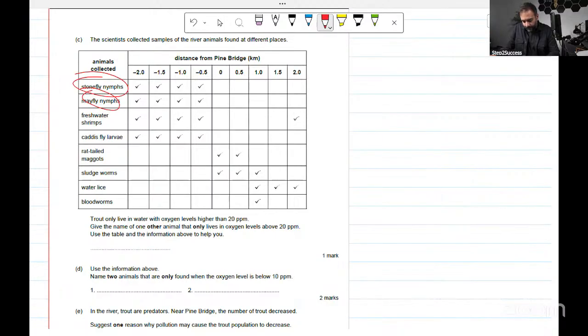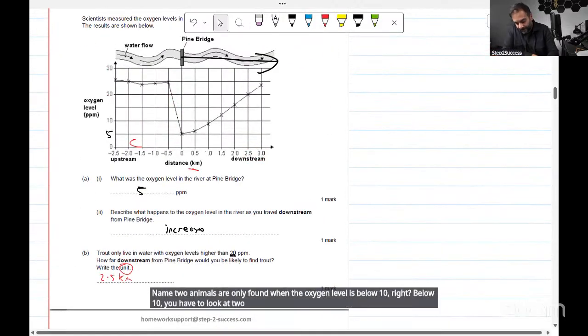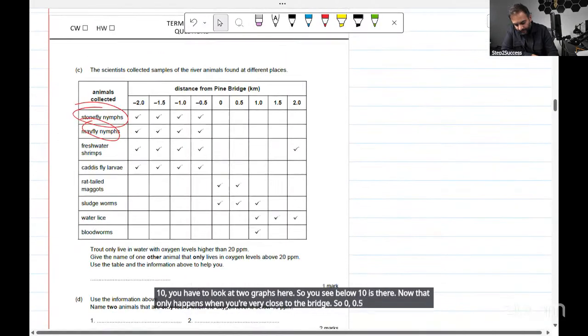Name two animals that are only found when the oxygen level is below 10. Right, below 10, you have to look at two graphs here. So you see below 10 is there. Now that only happens when you're very close to the bridge. So 0.51 from the bridge.